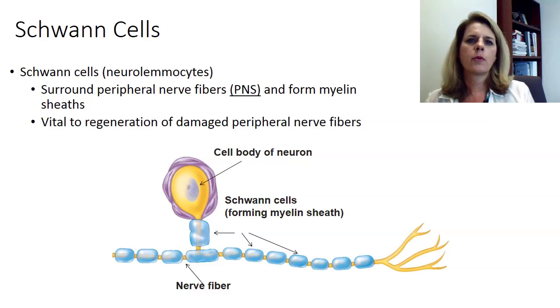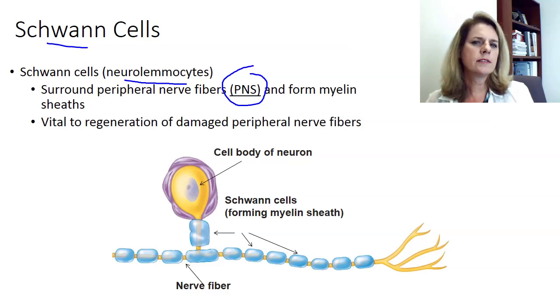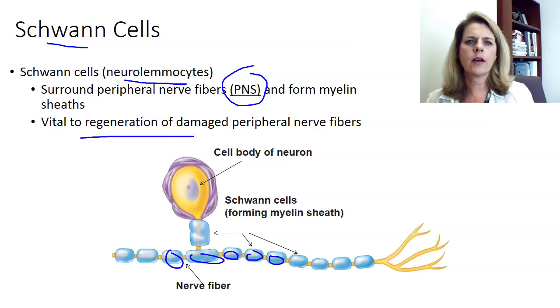Now in your peripheral nervous system, you have Schwann cells. They're also called neurolemmocytes, so either one, Schwann cell or neurolemmocyte. These are found in the peripheral nervous system, and they also wrap around the axons to myelinate them and insulate them. But instead of it being one cell that branches out, each one of these is an individual Schwann cell. And Schwann cells are also helpful in allowing peripheral nerves to regenerate.